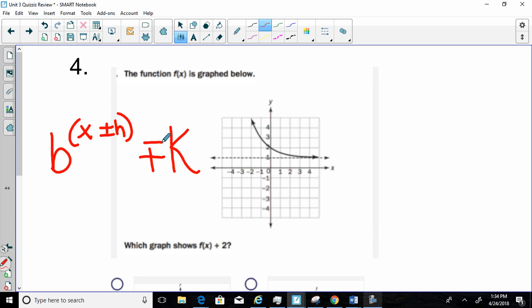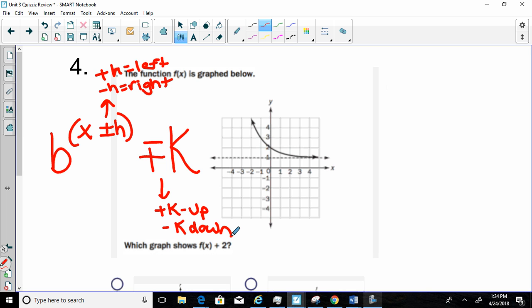So what would minus h be? Remember, minus h to the right. What's plus h? Left. It's to the left. Plus k? Up. And minus k? Down. So sometimes it will look like this. Sometimes it looks like this.